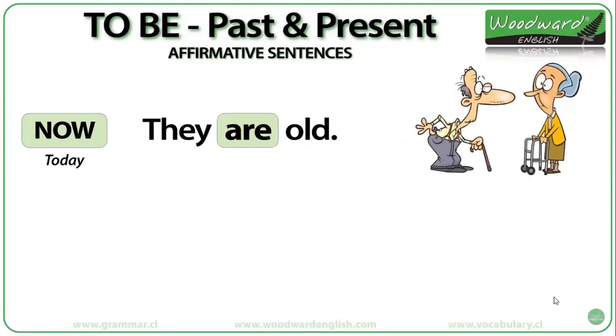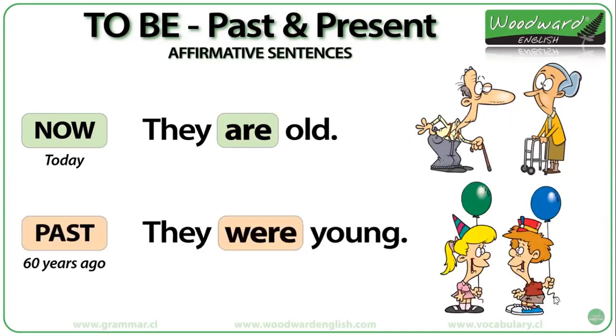Let's look at the subject they. In the present tense, now or today, we say they are old. What is the past tense of they are? We say they were. In this example, they were young. Are is in the present tense. Were is in the past tense.